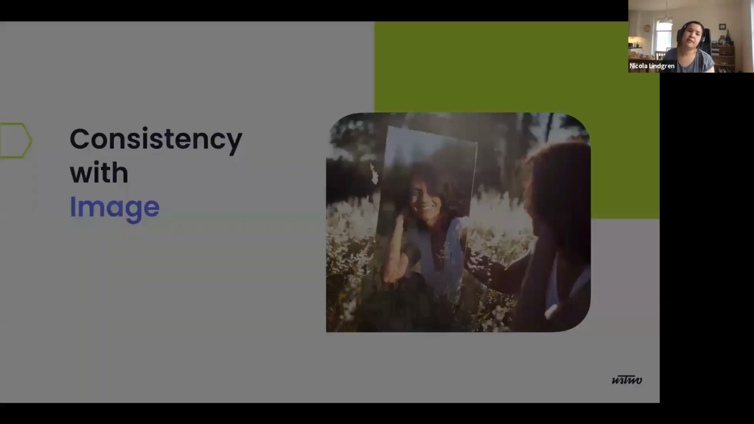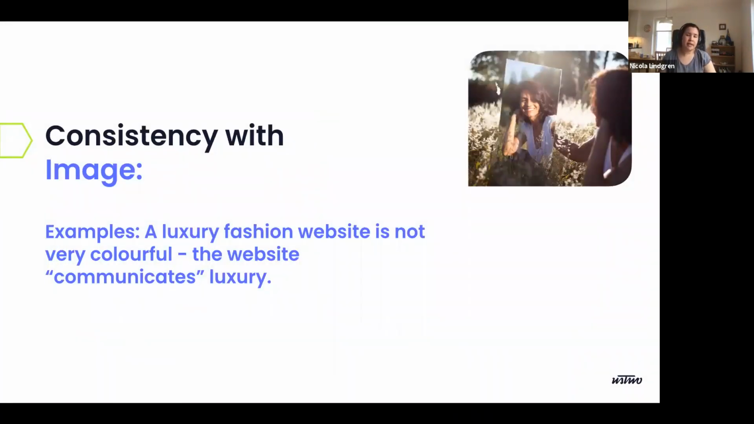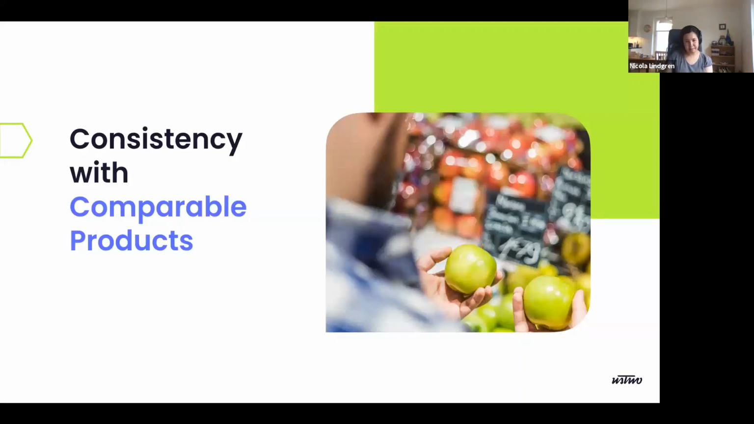Consistency with image. An example here would be a luxury fashion website that's not very colorful. I was looking up some luxury, or I guess what they call luxury. I'm not really into luxury myself, but brands like Prada and Michael Kors tend to be quite dark, like black, quite simple. They don't have a lot of color. So it's making sure that what you believe the company wants to portray is consistent with the image they are actually portraying. Then, consistency with comparable products.